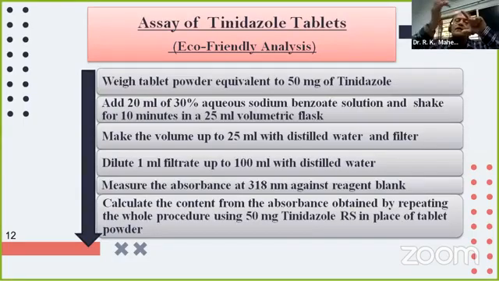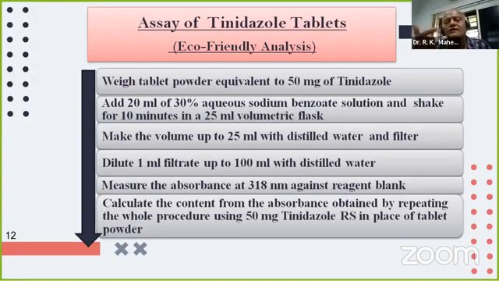You will add 20 ml of 30% sodium benzoate solution. You will shake it to get a clear solution, then dilute up to the mark of 25 ml with water. Again, you will take 1 ml of this solution and dilute it up to 100 ml with water. Now the absorbance of this solution will be taken against the same reagent blend, and then by comparison of these absorbances, you can find out the drug content.